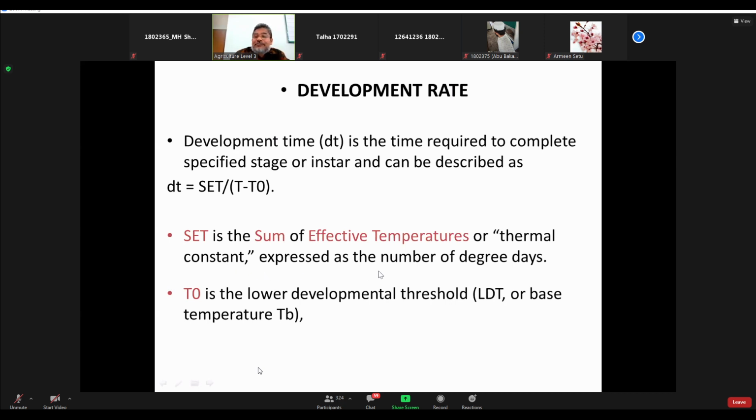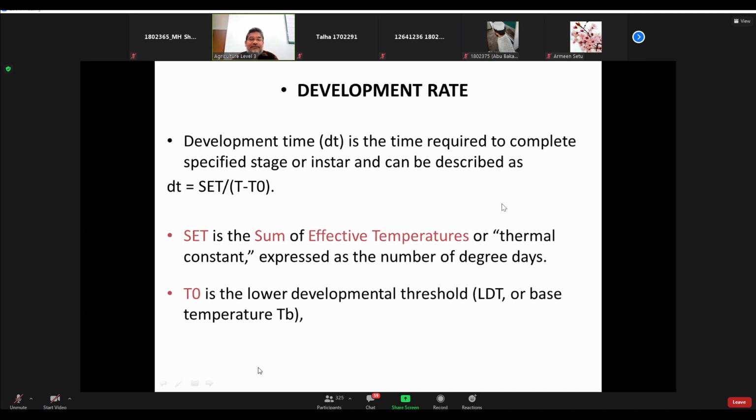And how can we express the thermal constant? In degree days. Degree, then degree, 30 degrees centigrade, that degree, and then after that degree we say it is a day. That is called degree days. So a degree days একটা ফিগার দিয়ে আমরা এক্সপ্রেস করে থাকি। We express 400, 500 or 200, 300 depending on the insect species, or it can be any figure. So this degree days varies.